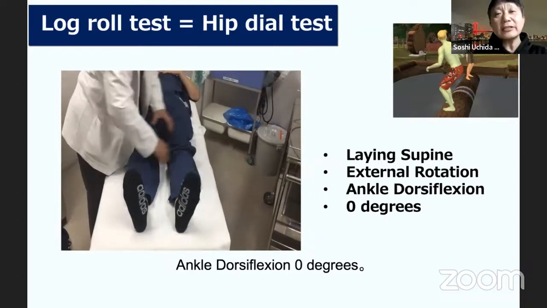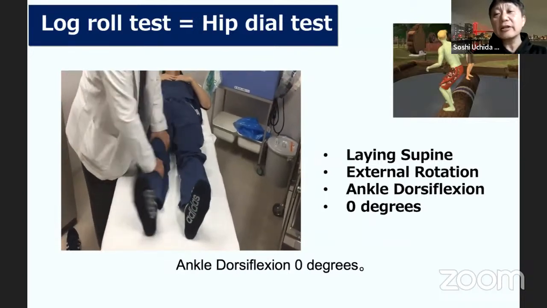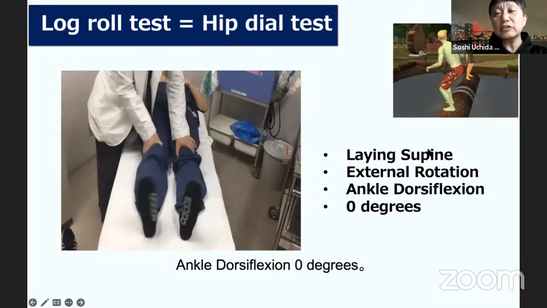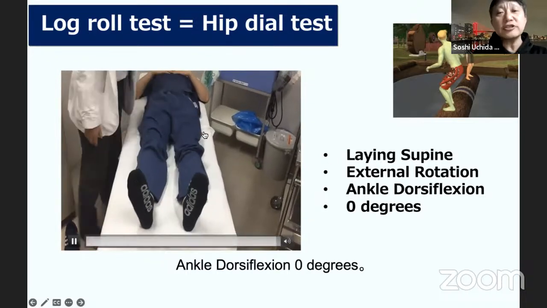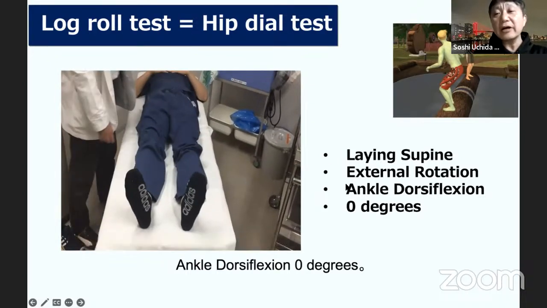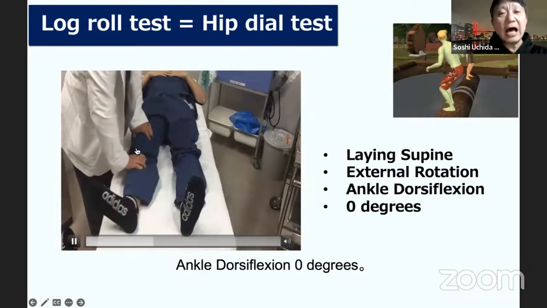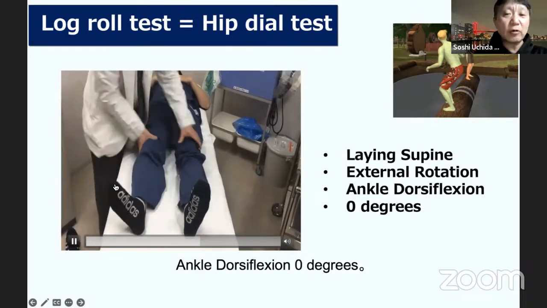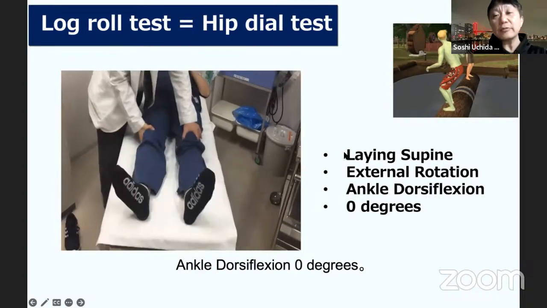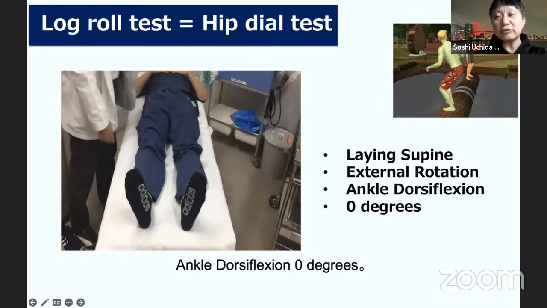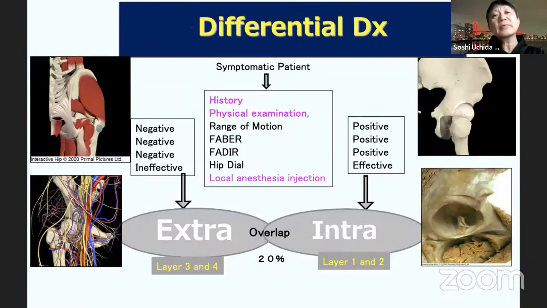And the log roll test is the hip dial test. The patient is lying in the supine position, and the external rotation is examined with the ankle dorsiflexion at 0 degrees. You can see here, the left side is normal, the right side is unstable, suggesting extensive labrum tear or capsular laxity problem.